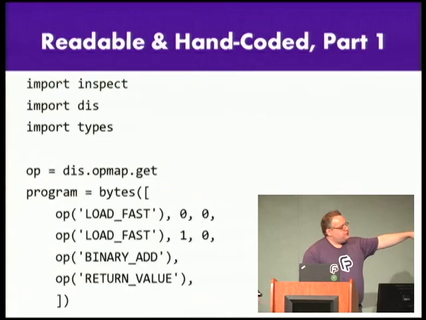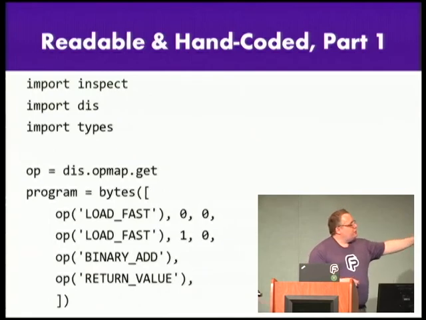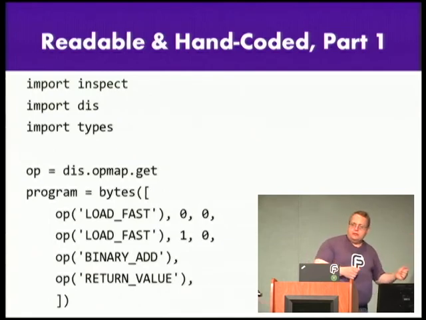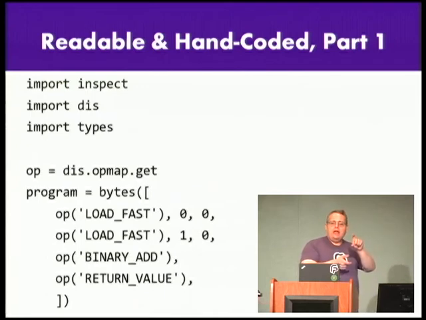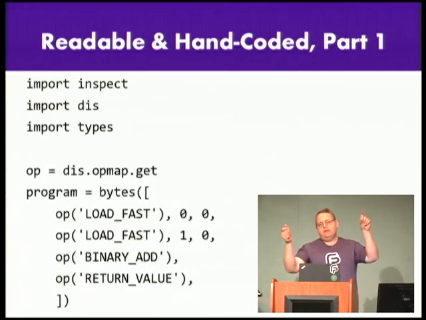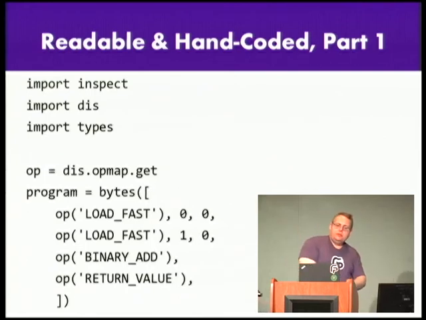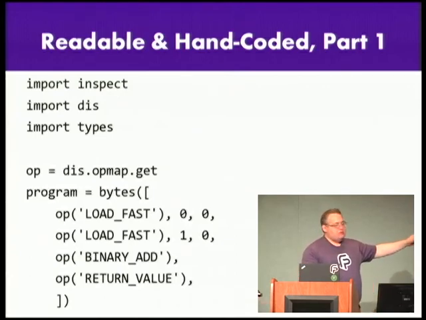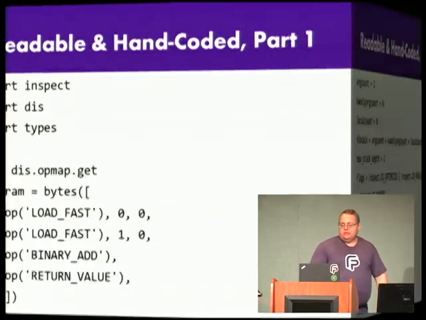We're going to load fast 0, 0. That's going to load fast 0, the first positional argument. Load fast 1, 0 is going to turn into load fast 1. That's going to load the second positional argument. So now we have 2 things on the stack, the 2 arguments that were passed in. We call binary add, which pops those 2 things off, computes the addition of them, pushes the result, and return value, which pops that value off the stack and returns it from the function. Simple, understandable. It gets a little worse.